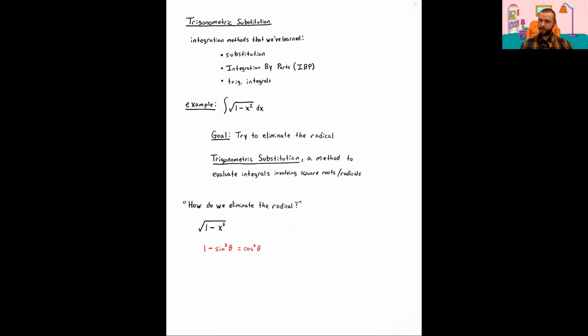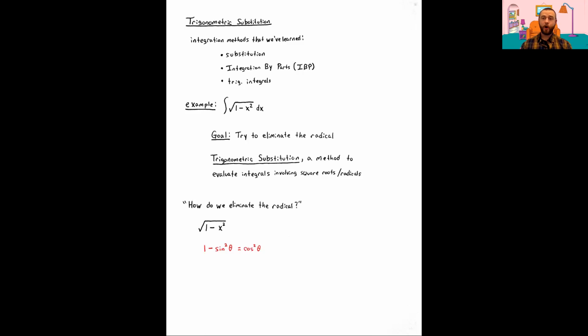Now I realize it's maybe a bit of a stretch. The integral involves x. 1 minus sine squared of theta involves trig functions of theta, but they both fit the form 1 minus something squared. So what this is hinting at is, maybe if we try to use this identity in some way, we can rewrite the inside as cosine squared. A square root of something squared will cancel out, thus eliminating the radical.